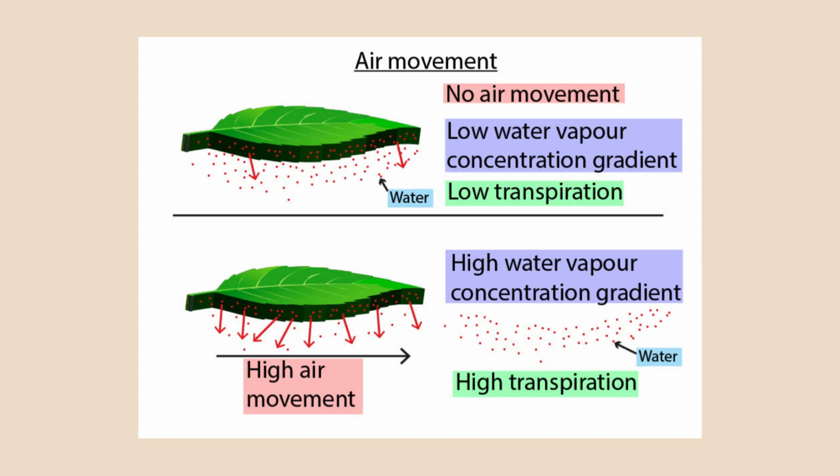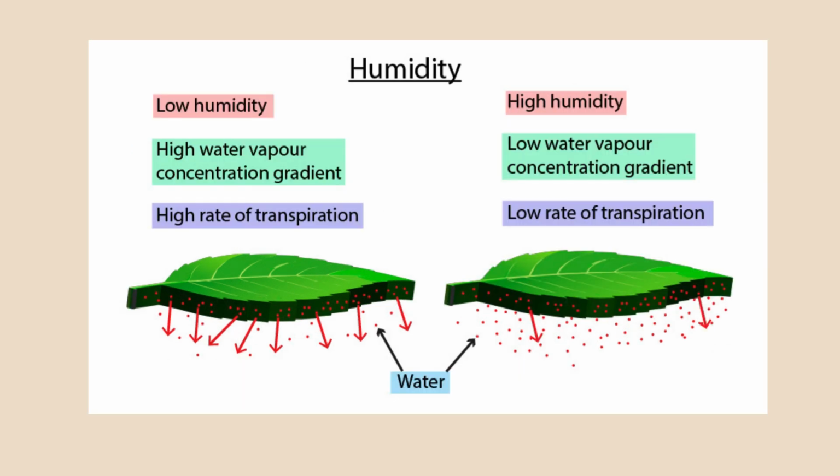When there is high air movement, the water vapour that is around the leaf is moved away. This will create a high water vapour concentration gradient between the inside of the leaf and the outside, so therefore you will have a high rate of transpiration. So lots of water vapour will diffuse out of the leaf through the stomata. Humidity is the amount of water vapour in the atmosphere.